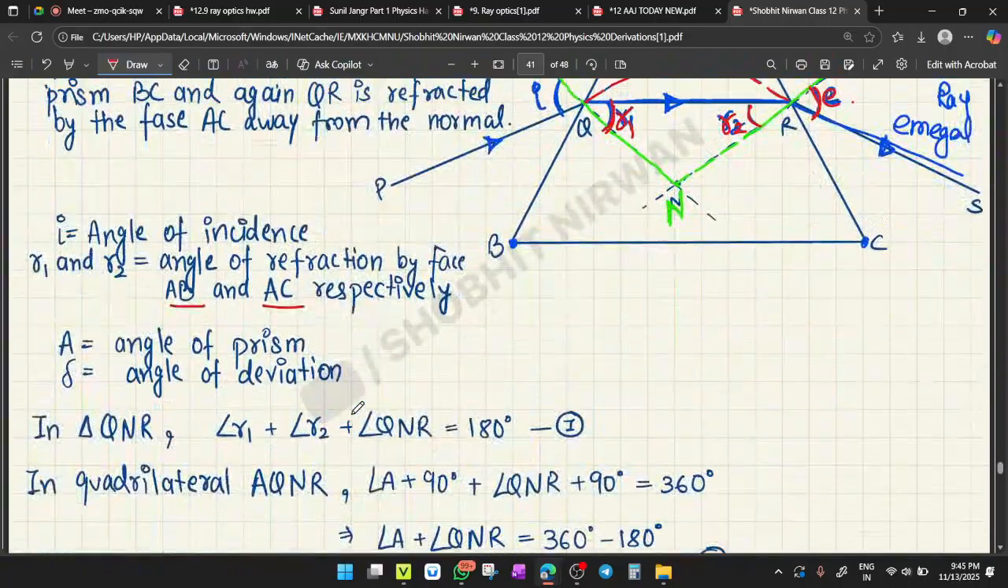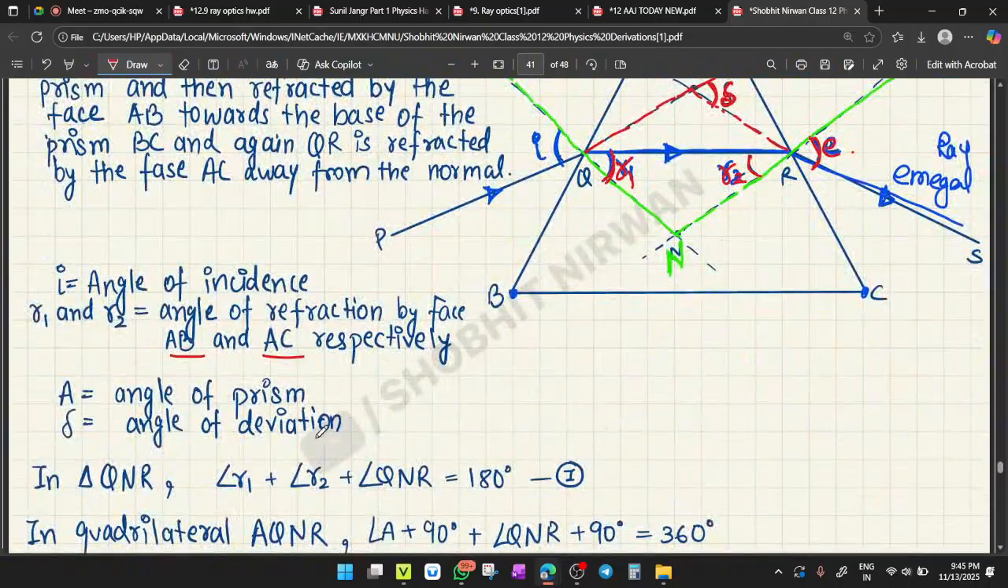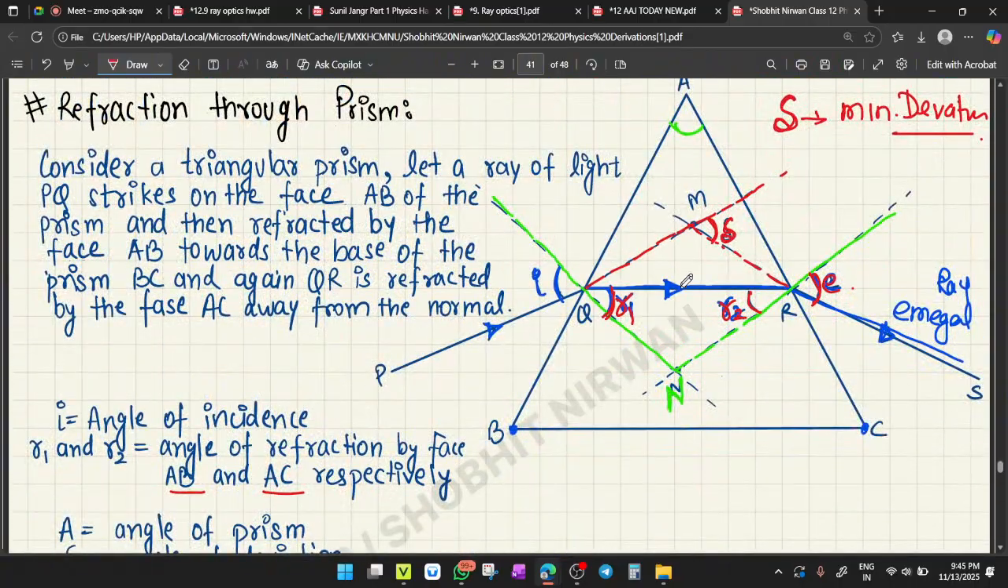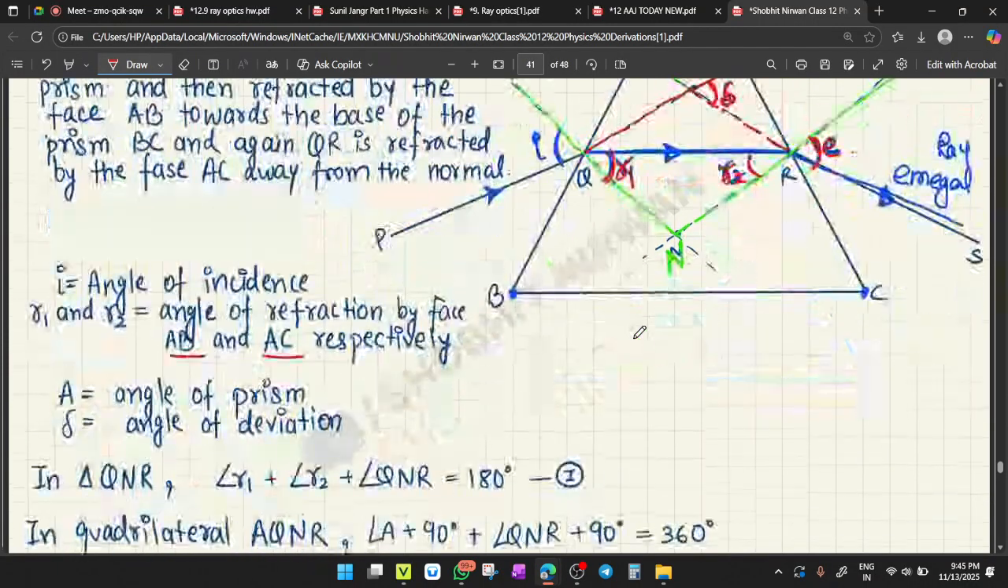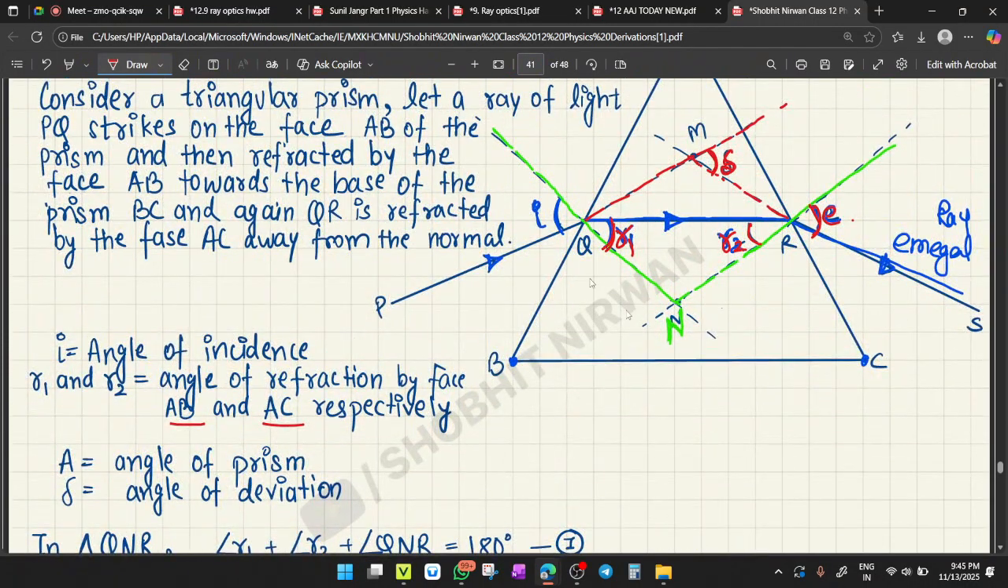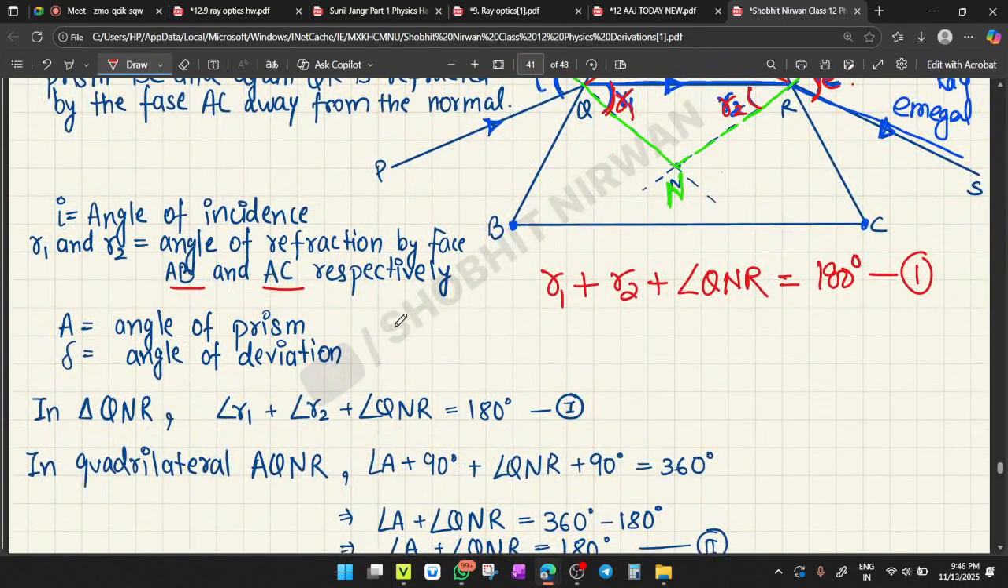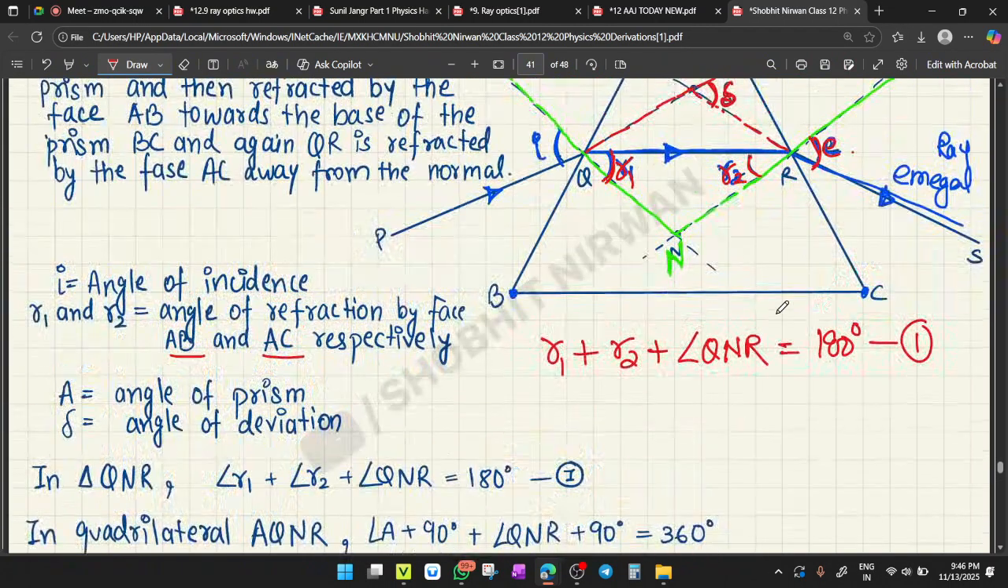Now, come to the diagram here. In triangle QNR, you see the sum of all the angles equals 180 degrees, of which angle R1 plus angle R2 plus angle QNR equals 180 degrees. Clear, students? This is number one. So angle R1 plus R2 plus angle QNR equals 180 degrees.